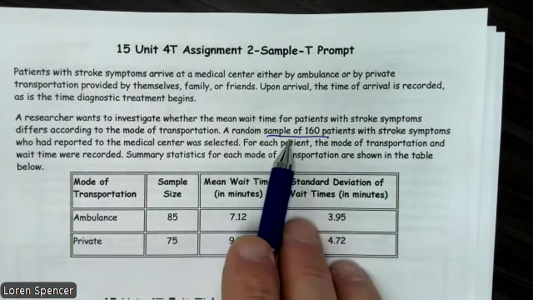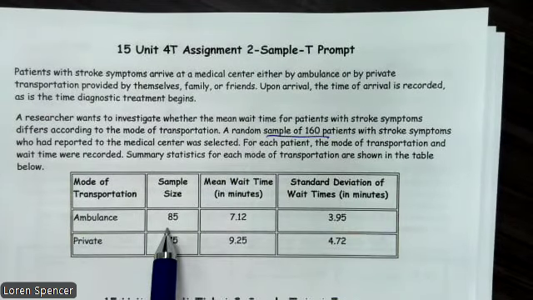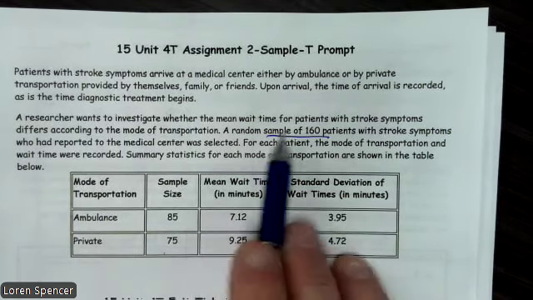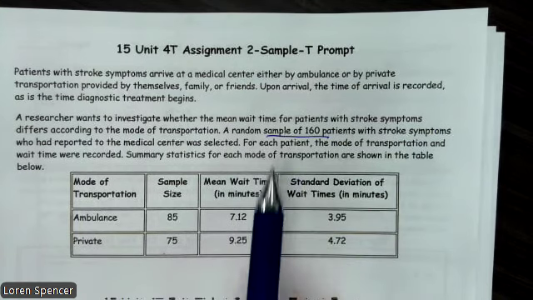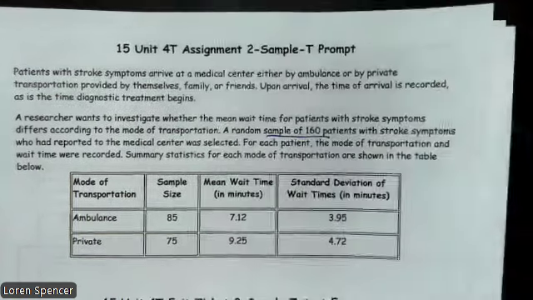And this really should say two random samples instead of a random sample, because we have a random sample of size 85 and a random sample of size 75. So that needs to be corrected. Anyway, here's our standard deviation, et cetera. So we're going to use that information, and I've already transferred that.